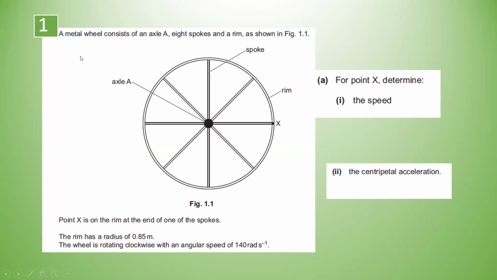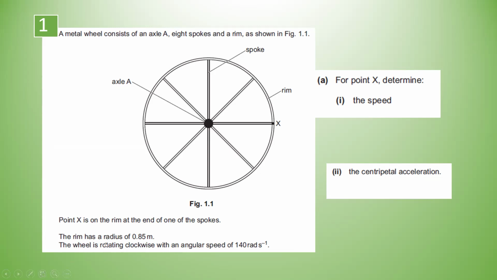Okay, a metal wheel consists of an axle, a spoke, and a rim, as shown in figure 1.1. Point X is on the rim at the end of one of the spokes. So it looks like sometimes there are two questions, one circular motion, one gravitation. These days, last time circular motion hardly came out, once in a long time.